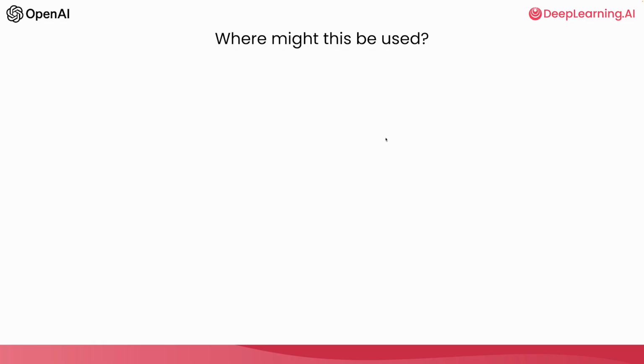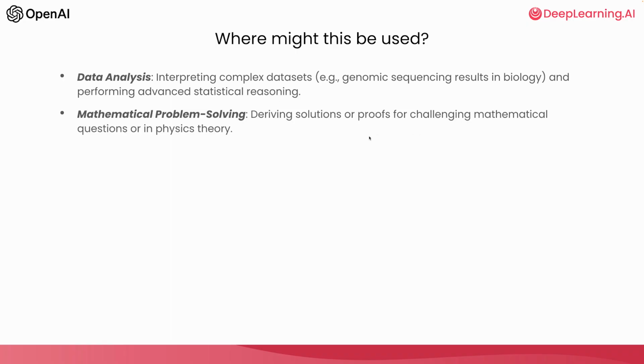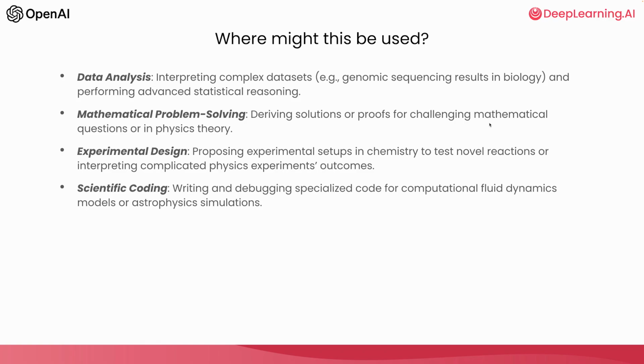So where might the O1 models actually be used? In areas like data analysis, interpreting complex data sets like genome sequences, or mathematical problem solving. We've seen a ton of benchmarks here, but this is an area where we really see a step change in performance versus the previous family of models. Similarly, experimental design, so coming up with innovative approaches for niche domains like chemistry or physics, is another area where we've seen pretty encouraging results. Scientific coding as well.